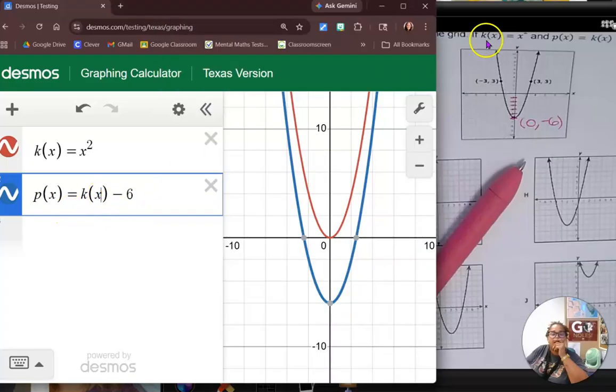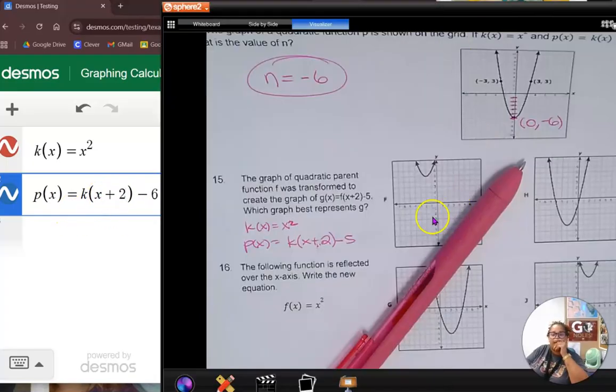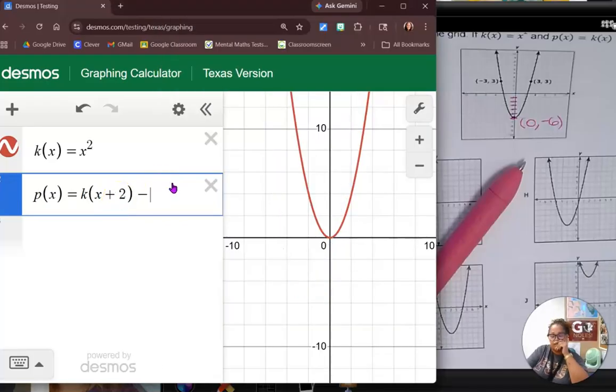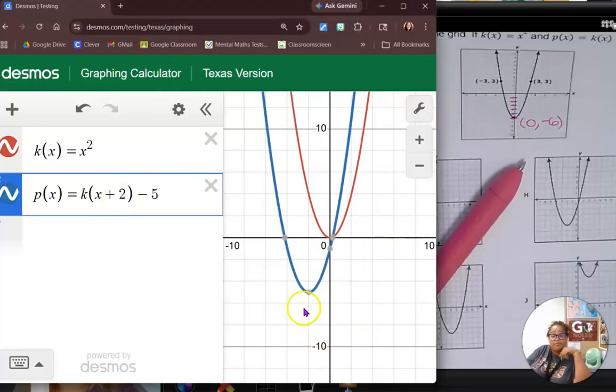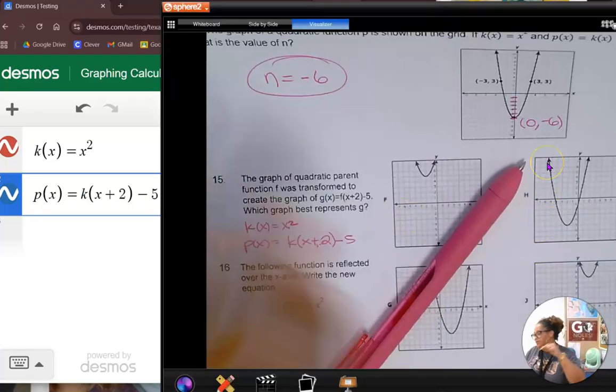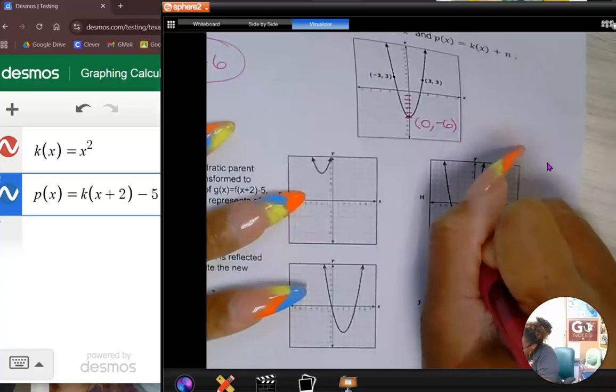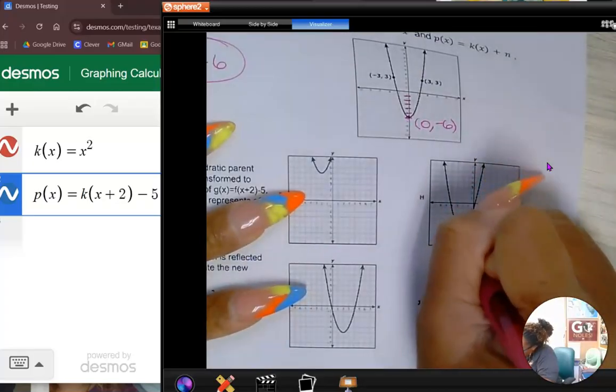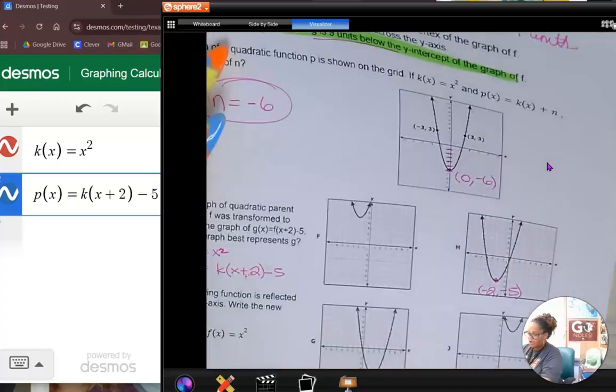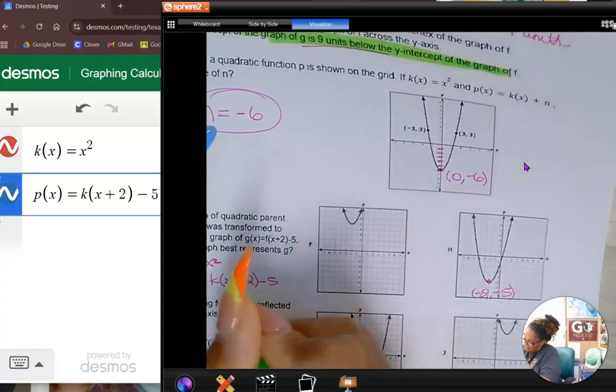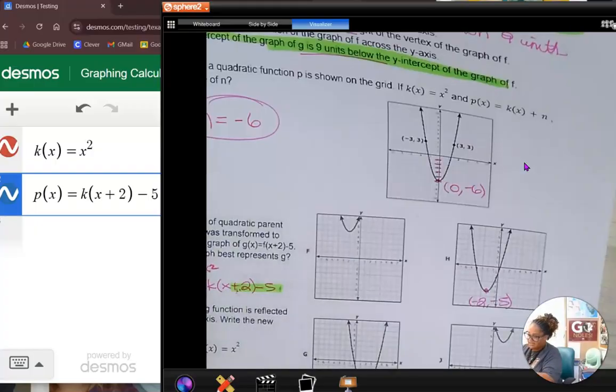Plus 2 on the inside, minus 5 on the outside. Now I need to look for my vertex. This is -2, -5. So I need to find a graph that matches this, and it goes through 0, -1 only on the y-axis, but we never really need that point. So H is the only one that works. This guy right here. -2, -5. I can also make note of that from my vertex there.